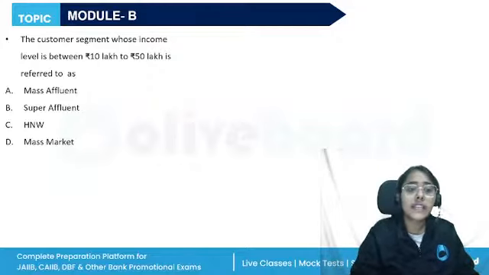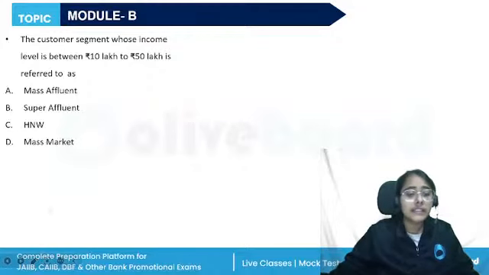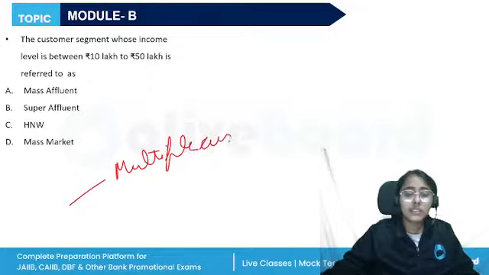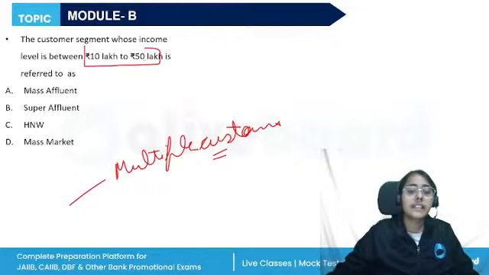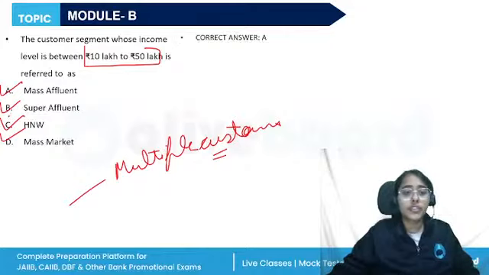The customer segment whose income level is between rupees 10 lakhs to rupees 50 lakhs is referred to as. So in retail banking, we know there are multiple customers. Customers are divided or segmented, and categories of customers are created on the basis of their income level. So here the question says income level between 10 lakh to 50 lakh is referred to as mass affluent, super affluent, high net worth, or the mass market. So the correct answer here will be option A.